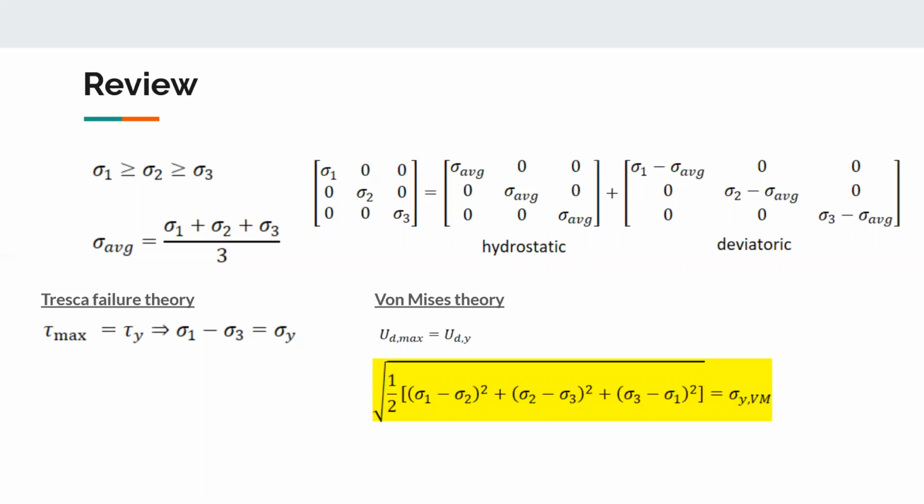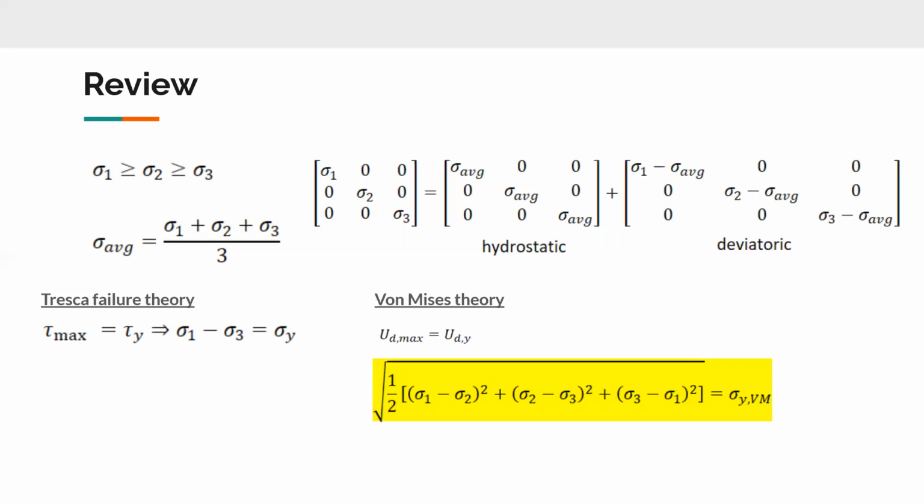Tresca failure theory, or maximum shear stress theory, says that yielding occurs when the maximum shear stress is equal to the shear stress at yielding in a uniaxial tensile test. It's a function of principal stresses instead of shear stresses. It looks like the difference between sigma 1 and sigma 3. If you want to think about this more, try your hand at drawing out Mohr's circle for a tensile tested yield, where sigma 1 is at sigma yield and both sigma 2 and sigma 3 equal 0.